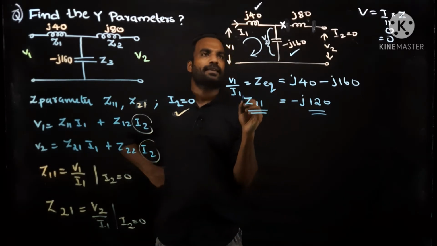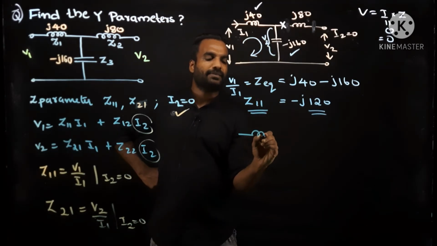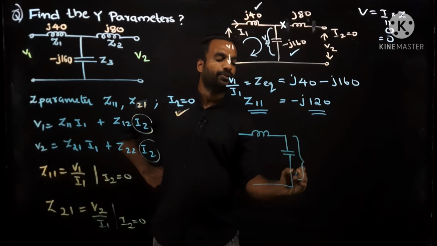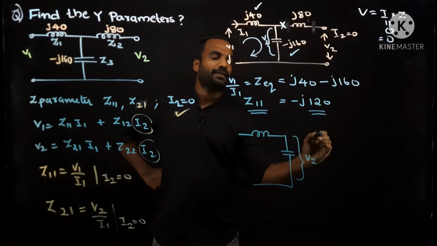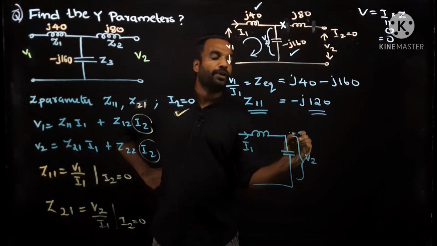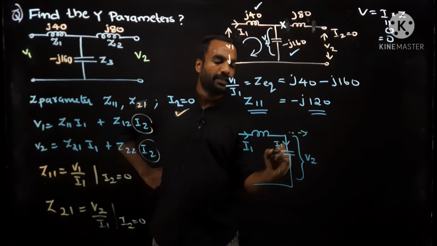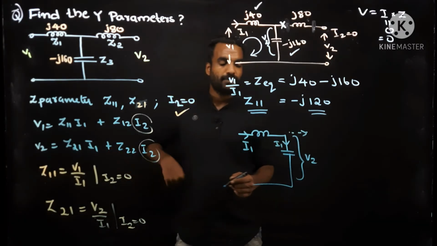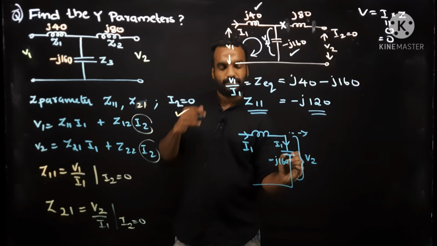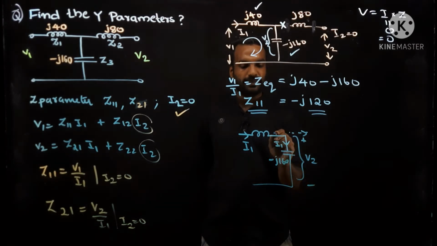Okay, and this is I1. Only that current is present here. This is the circuit because this is V2, as current in this path is 0, and this is I1. I1 is not going to this side because here it is open circuit. So entire I1 will pass in the loop. So this is minus J160 and this is V2, plus minus, and this is I1.